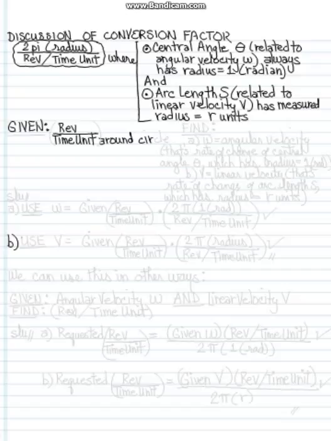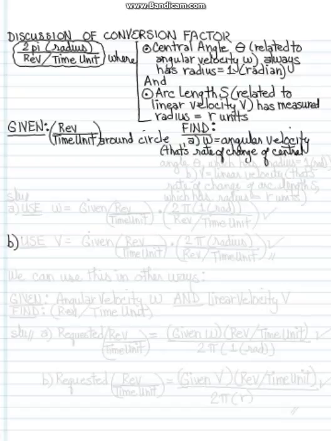You're given the number of revolutions per time unit, and you're asked to find two things. Part A, find omega, which is equal to the angular velocity. Now, what is the angular velocity? That's the rate of change of the central angle theta, which has a radius equal to 1 radian. And besides that, they're going to ask us to find part B, v equals the linear velocity.